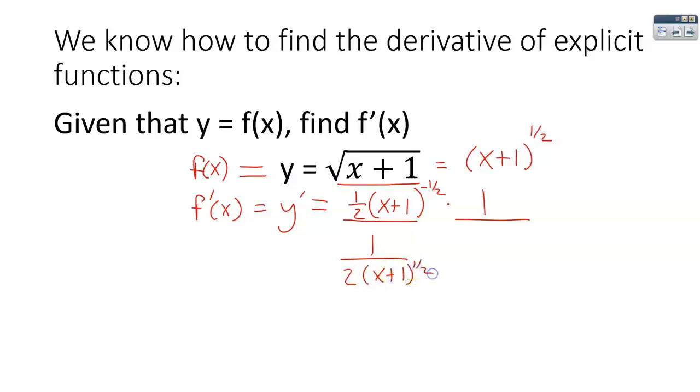Right? And a 1/2 power is just a square root. So here is the derivative of that function. And that's just stuff that we already know. That's stuff we're familiar with. But we're going over it because I want you guys to be prepared for the new topic today, which is how do you find the derivative of an implicit function?